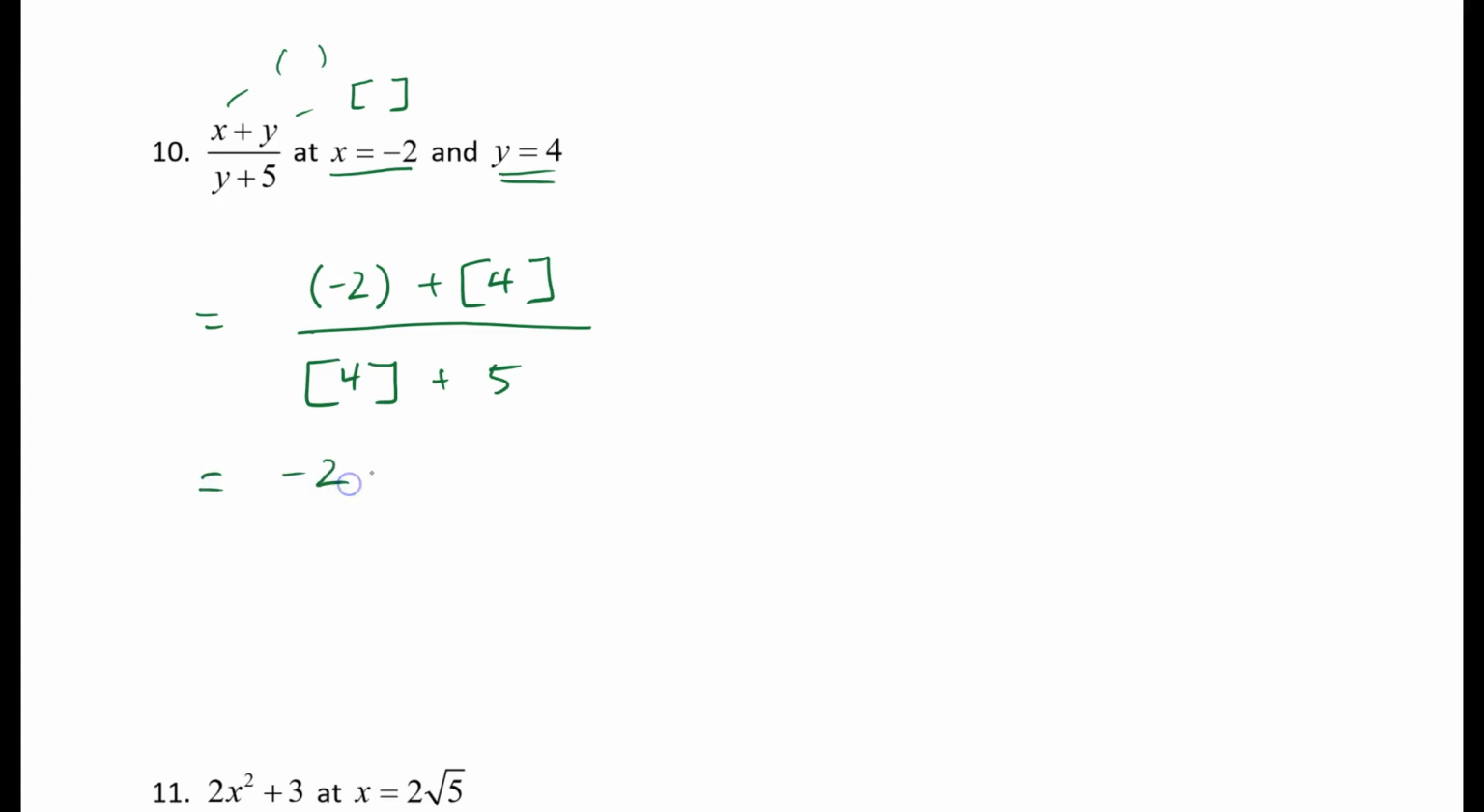And then I just go ahead and simplify. -2 plus 4 over 4 plus 5. -2 plus 4 is +2. 4 plus 5 is 9. And 2/9 is the simplified expression.